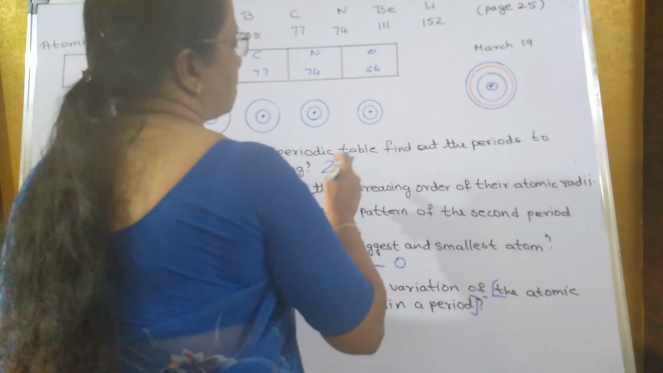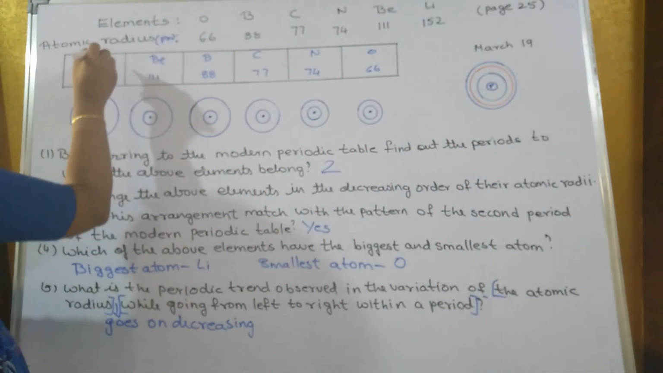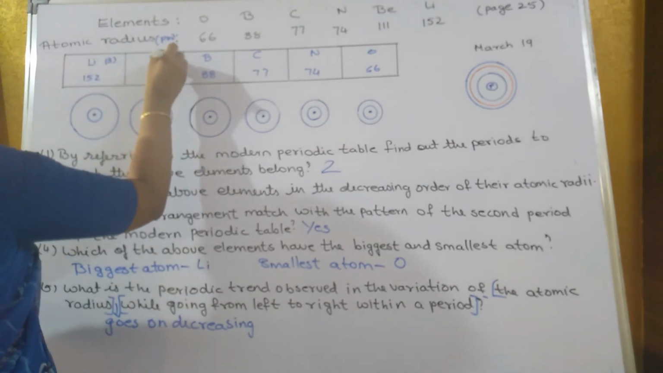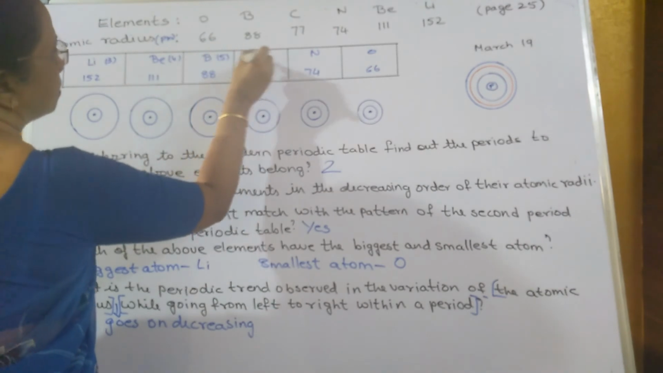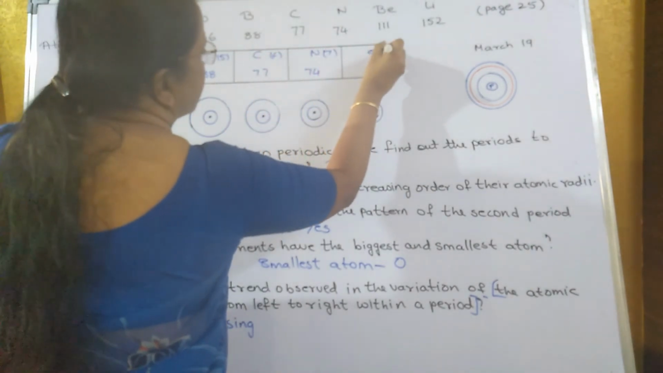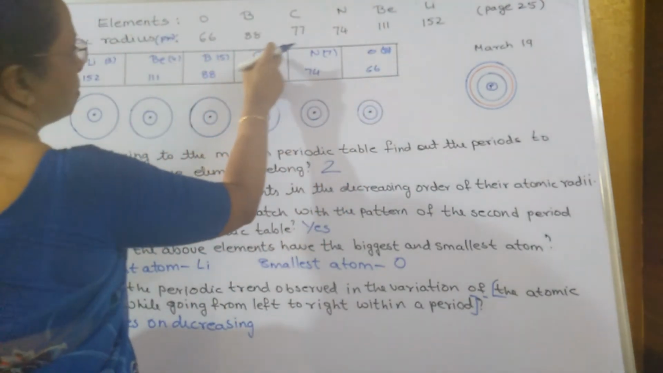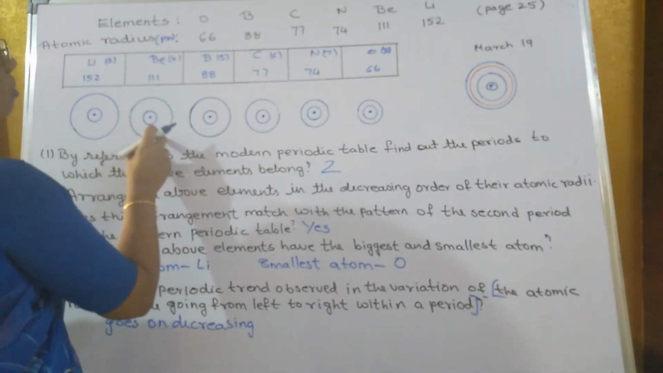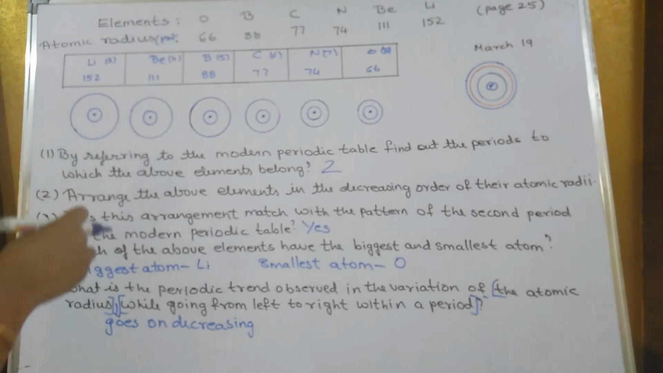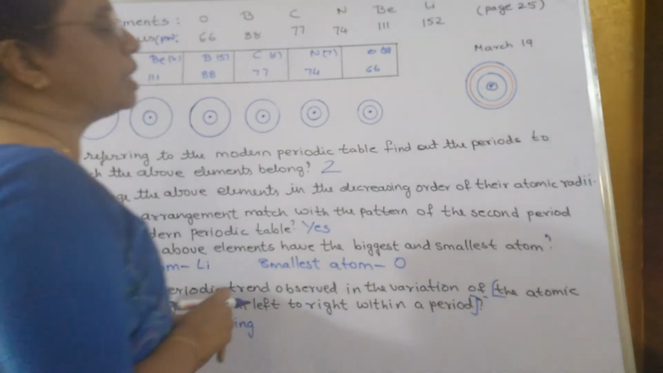As the atomic number goes on increasing... What is the atomic number of lithium? 3, then 4, this is 5, this is 6, this is 7, and this is 8. So as the atomic number goes on increasing from left to right, the size goes on decreasing from left to right. Why? Because an additional electron goes on adding as you go from left to right. Now what happens when an additional electron is added?